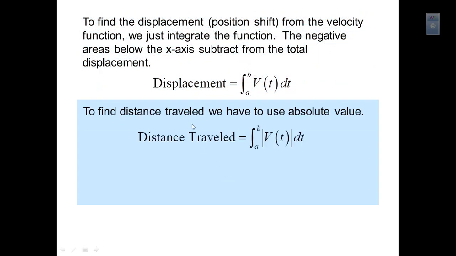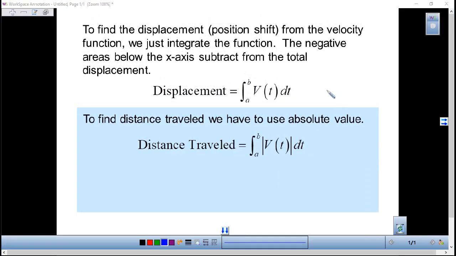Now, to find the distance traveled, we have to use the absolute value, because anything that's negative we actually want to take and make positive, because it's distance traveled too. Here's what I want you to think about. I want you to think about me going out on a hike.